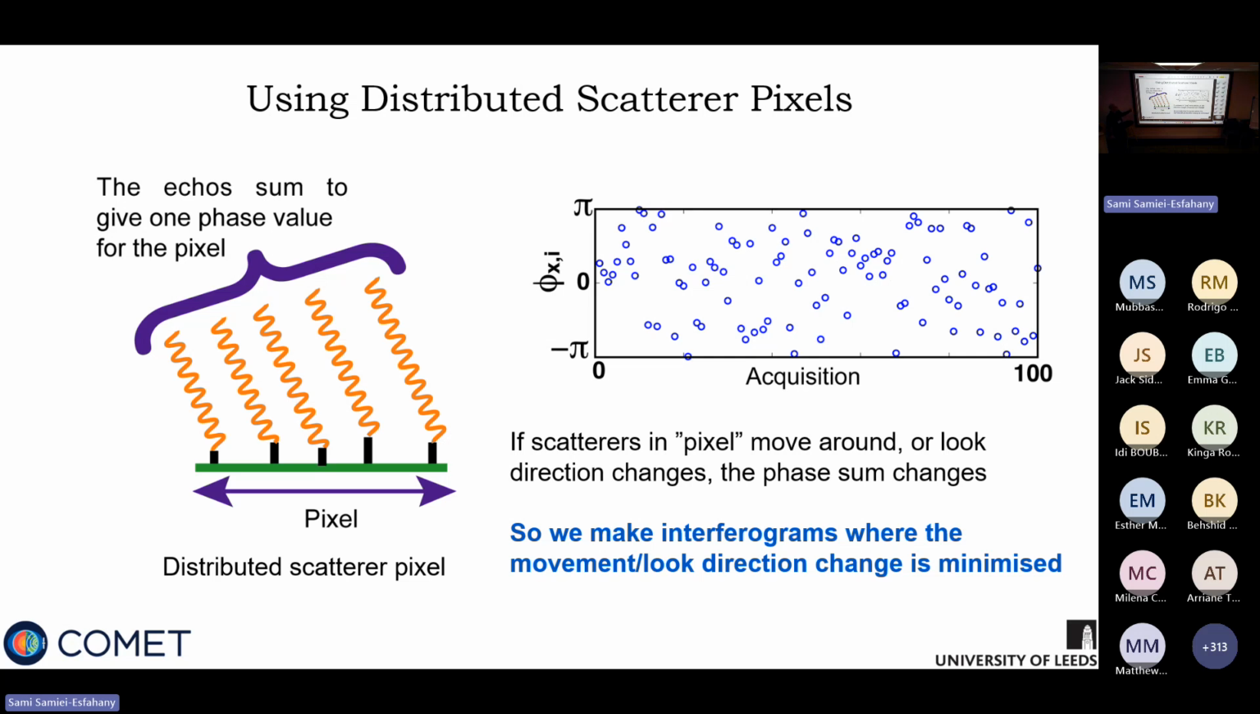Well, the answer is it's obvious, really. You just make interferograms where, okay, you accept that there's going to be this decorrelation, but you make interferograms where that's minimized. That really just means making interferograms which have a small temporal baseline. So in time, they're very close, but also a small perpendicular baseline if you've got a satellite where that varies a lot. So you just try and minimize it.